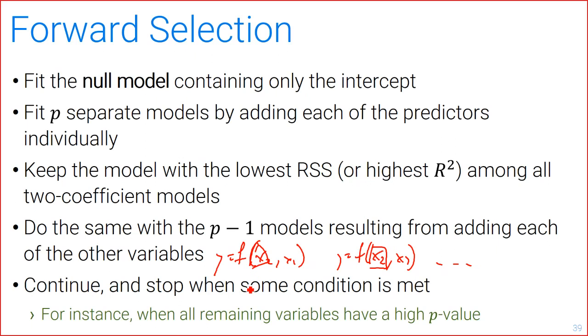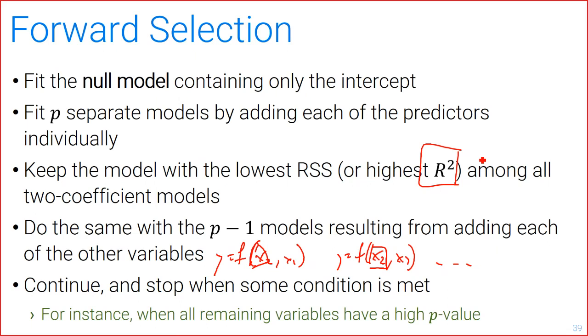And do the same. Choose the one with the highest R square, for example, and then continue until you reach a point in which some condition is met. So for example, all the remaining variables have a high p-value. They don't seem to affect the response, and so we stop. Or if we have an R square that is already good enough, or if the increase in R square is not substantial. So the idea is to start adding variables to the model, in each case making this greedy selection. So without looking back and forth, we just make the best selection at that point.